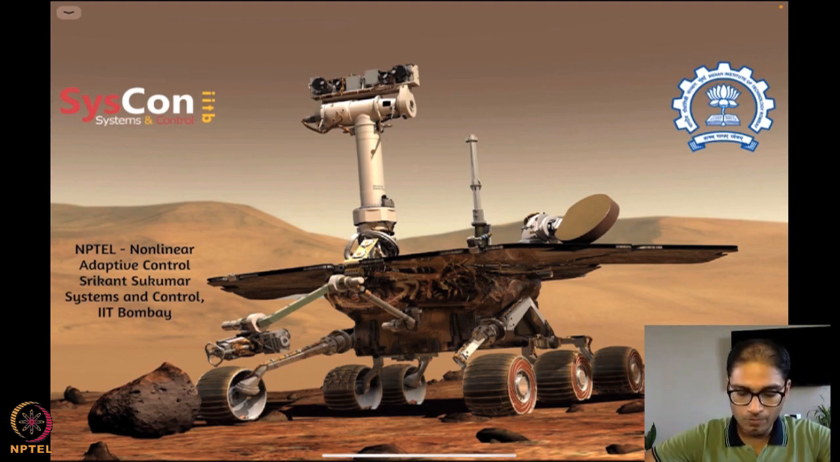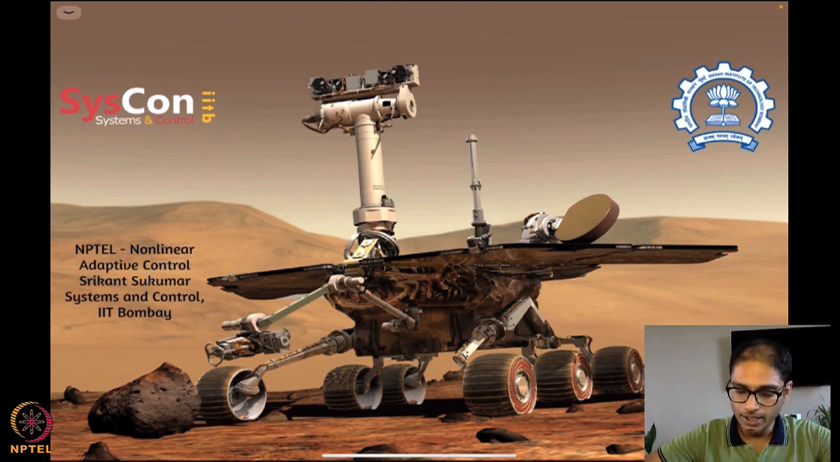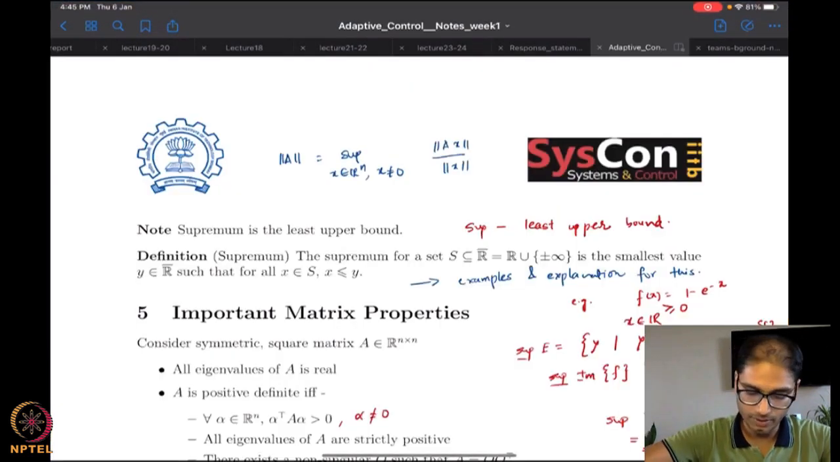So, as always, we want to be motivated by this very, very exciting background image that we have. We want to eventually be able to figure out how to design algorithms that drive systems for autonomous motion such as this. So without delaying any further, we continue with our lectures.